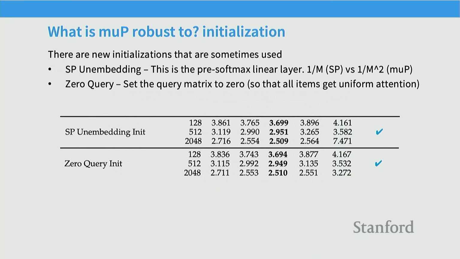What about initializations, right? There are some initializations that people vary. For example, some people set the query matrix to 0 so that all the different items get uniform attention. Maybe that's more stable. Some people scale the unembedding layer at the very top differently, based on whether they use standard parametrization or mu-p. Maybe that matters a lot. Turns out neither of those do. The center column, the optimum learning rate remains optimal in all of these cases.